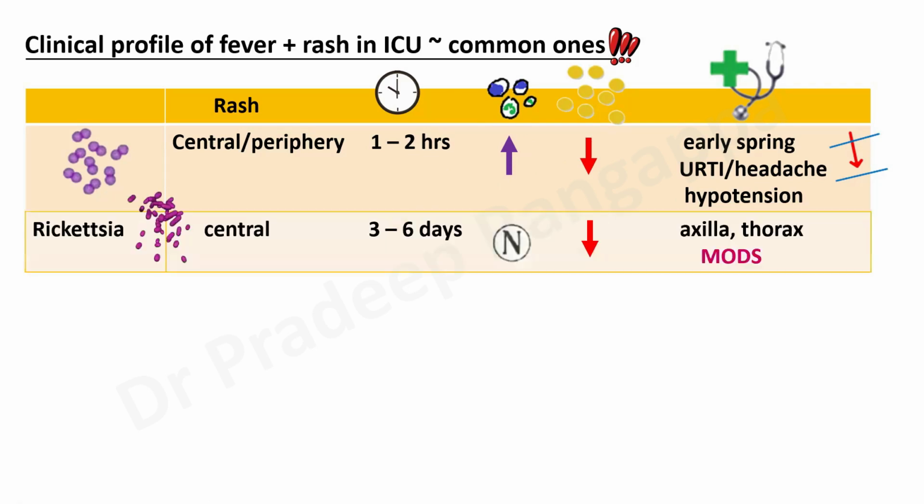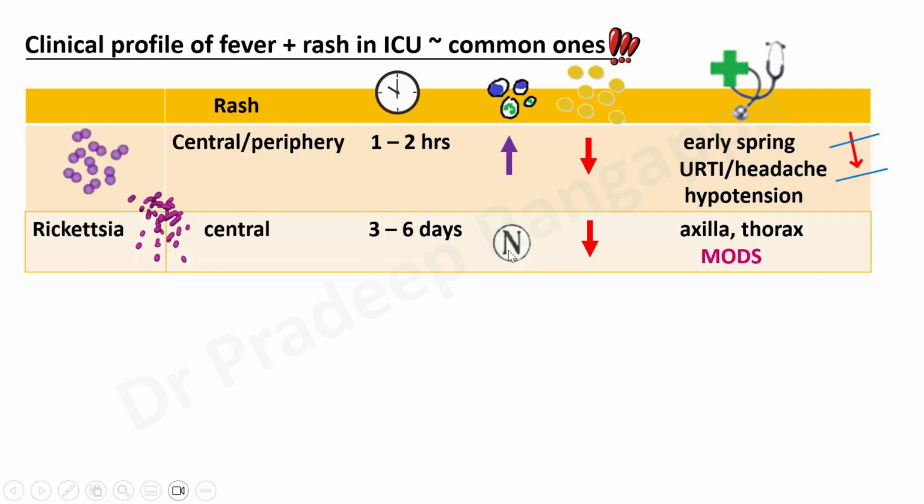So in rickettsia, which also is commonly seen in ICU, the rash is predominantly central. As I said, you would look for eschar at the skin folds in axilla, on the trunk, or in the groin. So it is considered as central. It is not seen in the periphery. The rash develops typically 3 to 6 days after the onset of fever.